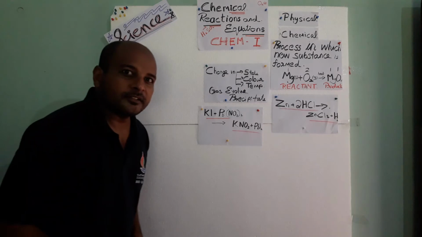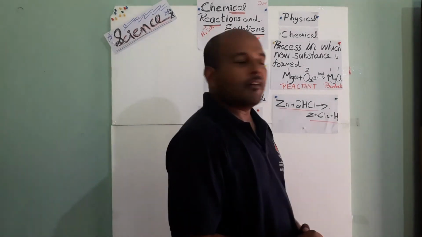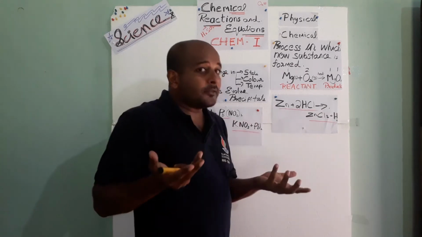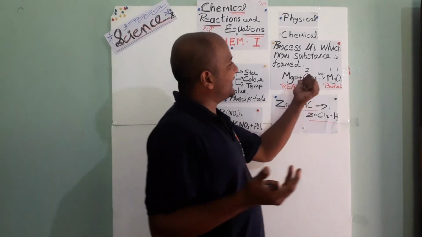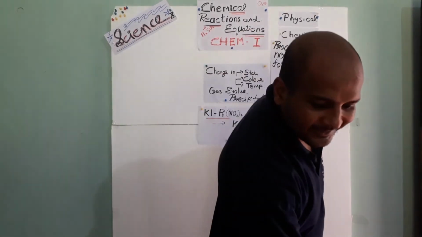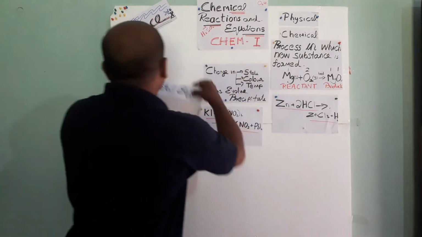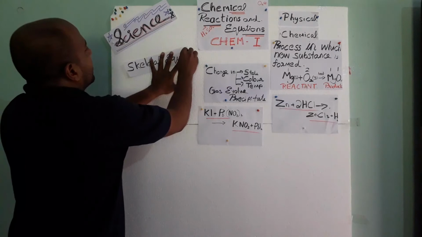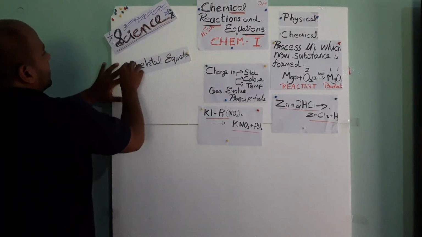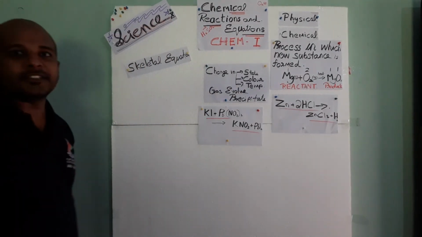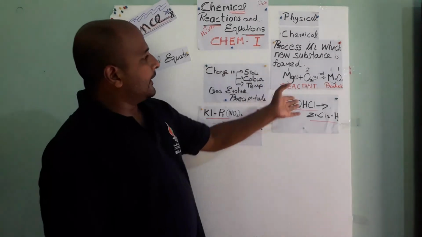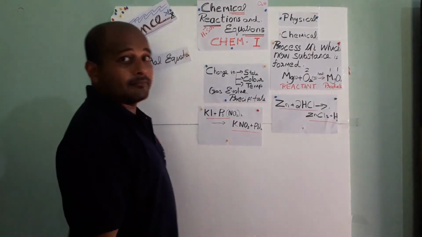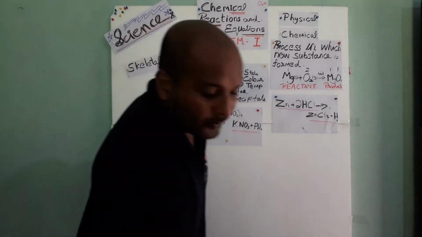Is it balanced? No. Where is one oxygen? Who took it? It's not with me anyway. So this equation is not balanced. Such equations are called skeletal equations. Understand? Skeletal equation means the number of atoms of reactants and products will not be the same. Such equations are not balanced.